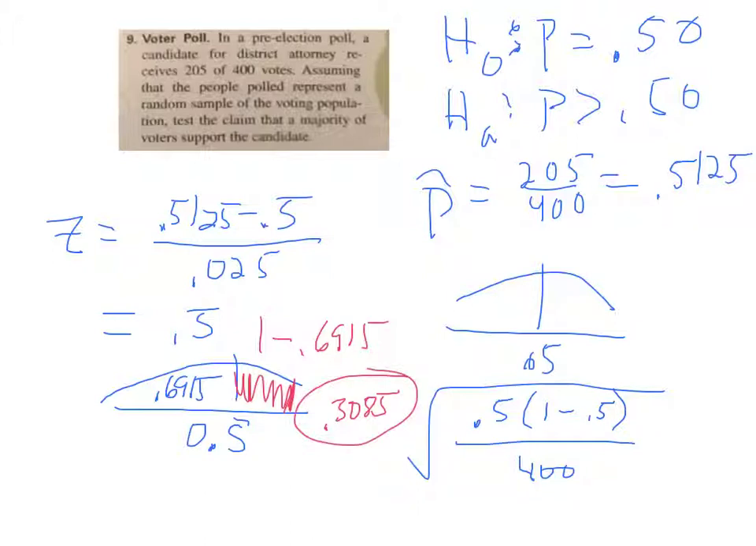So is that a small enough chance or a rare enough event to say that the candidate has a majority? Well, this tells me that I've got almost a 31% chance of getting a sample of 400 people where 205 of them support this candidate. So that's a 30% chance of this happening, which is very likely. So the candidate can't say that they've got the majority yet. They need to wait.